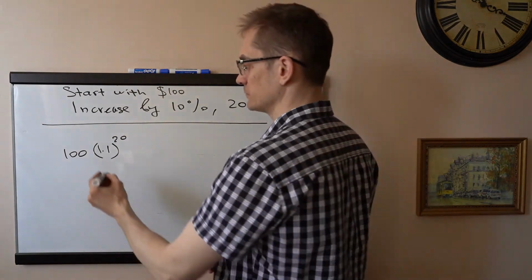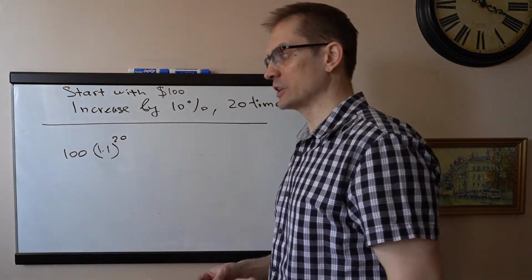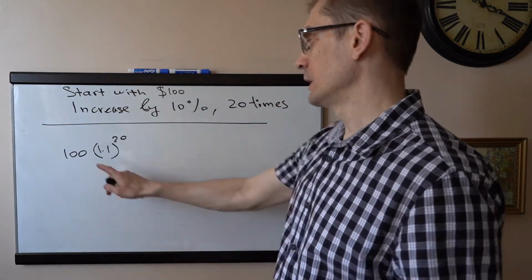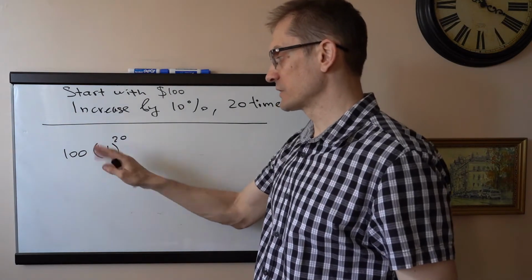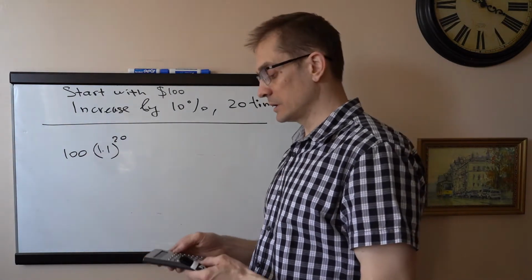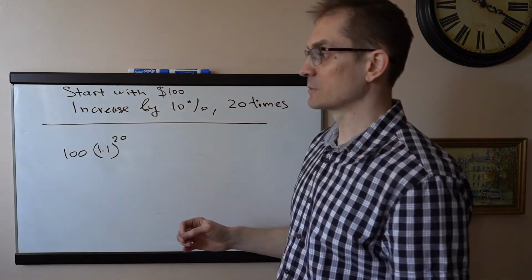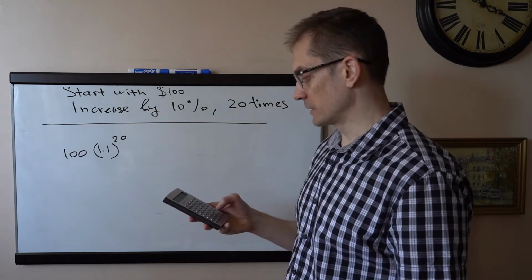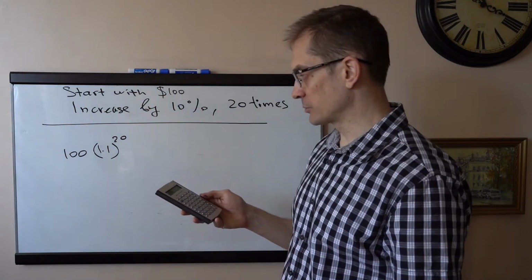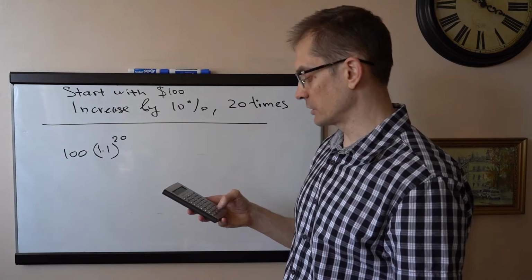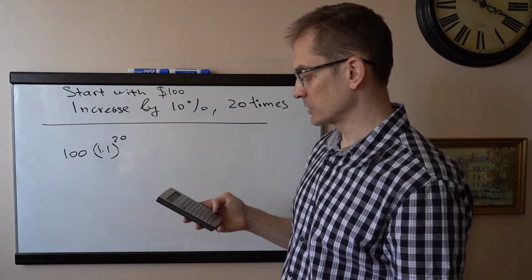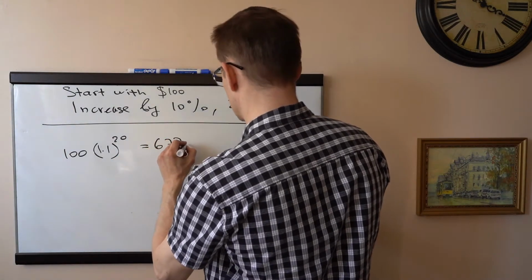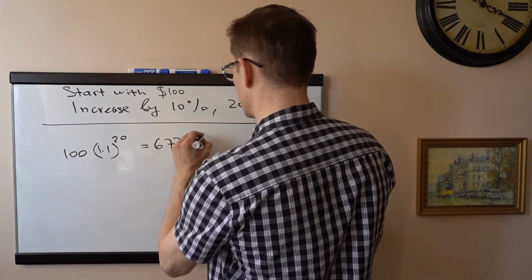In mathematics, we sometimes don't write the multiplication sign when it is clear that there is multiplication there, right? So I remove this multiplication sign, and sometimes I'll do that. Sometimes I will write the multiplication sign explicitly when there is a possibility of confusion, but here it's not necessary. So I'll find the exponent now: 1.1 exponent 20 times 100, right? So the answer is 672.75.